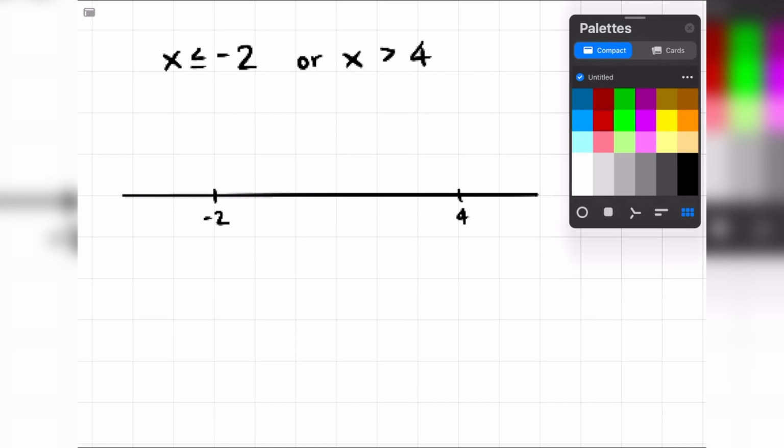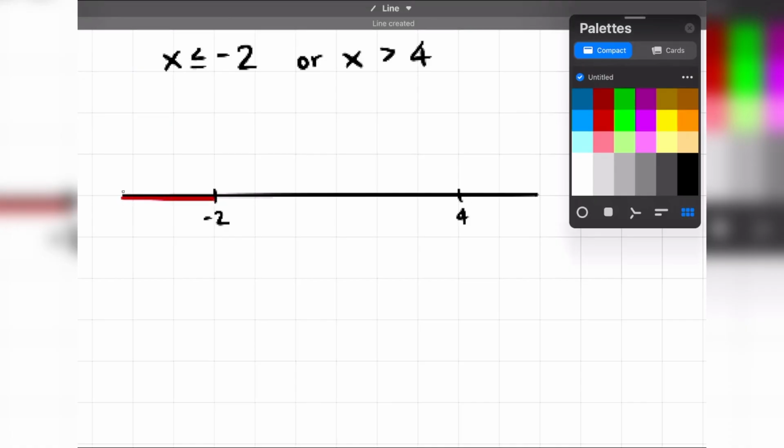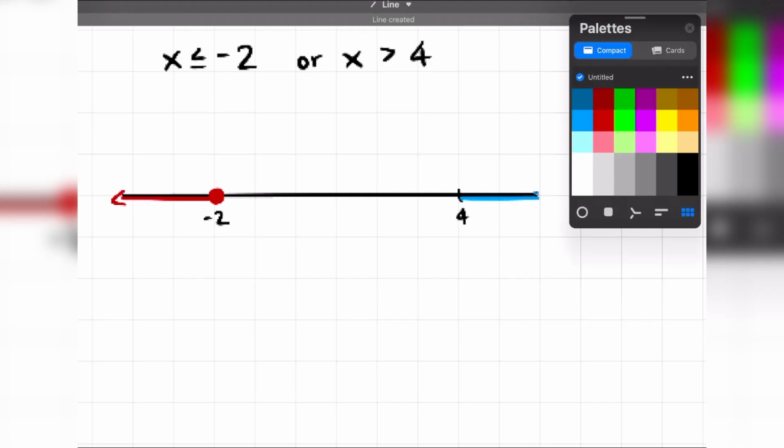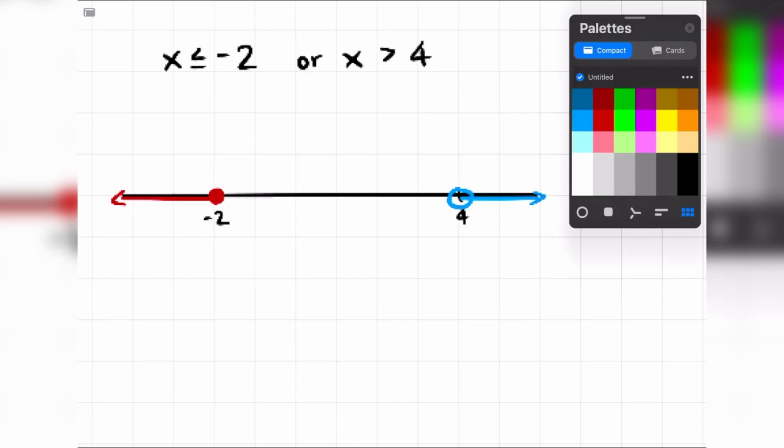So we'll do one at a time, right? x is less than or equal to -2. So x is less than over here, and then equal to, so we can fill it in at -2. And then the other one, x is greater than, but not equal to 4. So it moves in this direction, and we have an open circle.